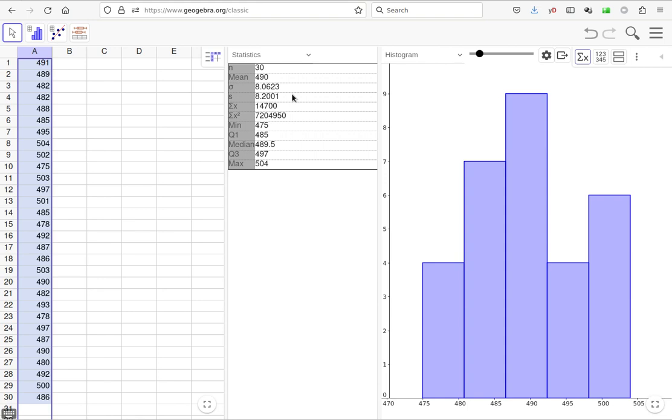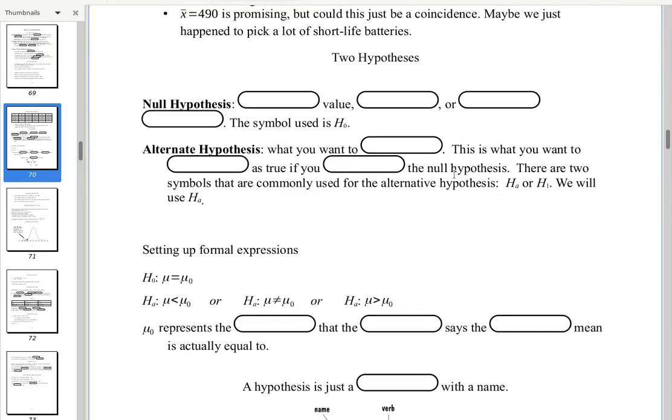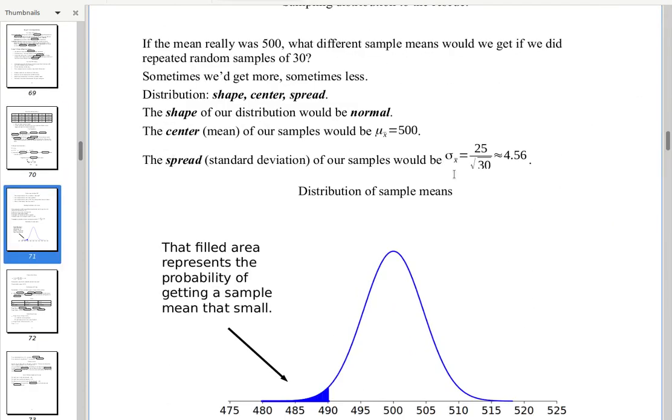Remember, when we do hypothesis testing, we use the manufacturer's specifications. We were told that the average length of life of a battery was 500 days with a standard deviation of 25 days. Remember, at the very start of this question, we were told that the manufacturer claims that the mean life of the battery is 500 days with a standard deviation of 25 days. So let's ask the question, how likely is it that battery lives in a sample of 30 would be at least that extreme, as an average of 490 days?